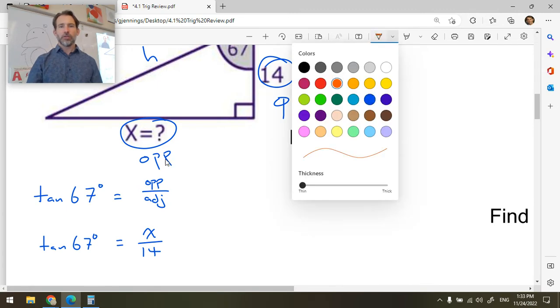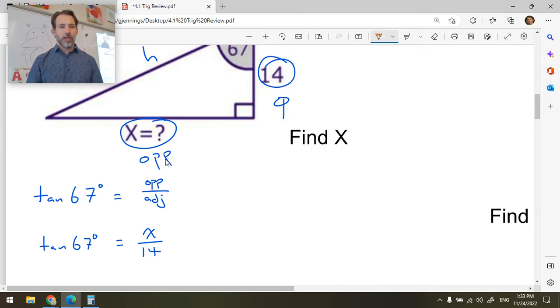Then we get out our inverse operations pen. If we're dividing x by 14, that's kind of annoying because x has a dance partner. We'd prefer it did not have a dance partner. So let's multiply both sides of the equation by 14. Before we go to our calculator, I would recommend you do that.